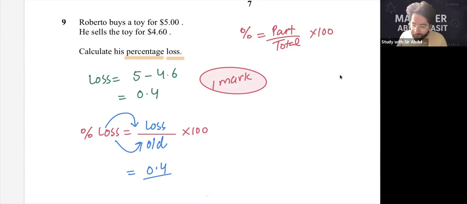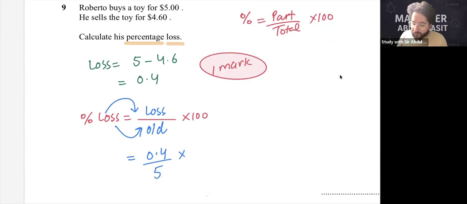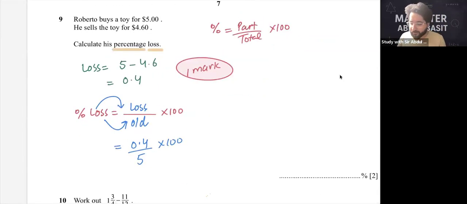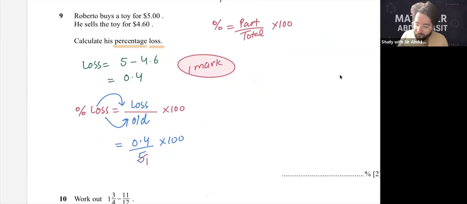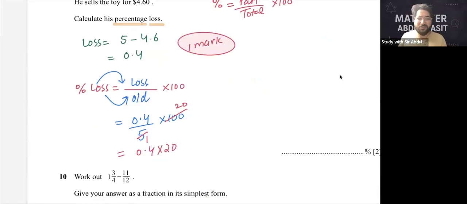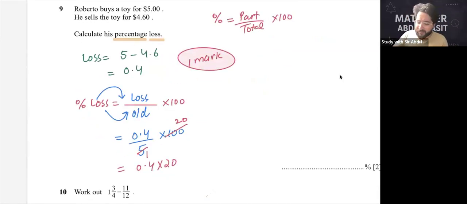So 0.4 divided by 5 multiply with 100. 5 times 100, 5 can cancel with 100. 5 ones are 5 and that is 20. So this is 0.4 into 20. Okay, so I'm not interested in 0.4 into 20. So guys, can I do one thing? कि 20 को हम लोग स्प्लिट कर दें 10 plus 10 पे. Yes or no? So 0.4 into 20.